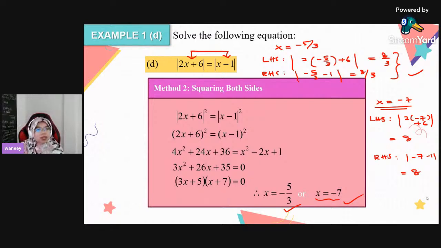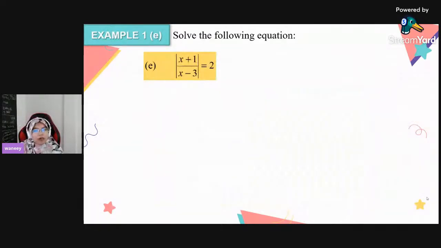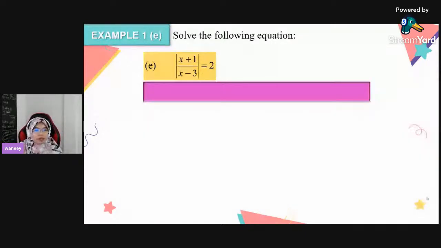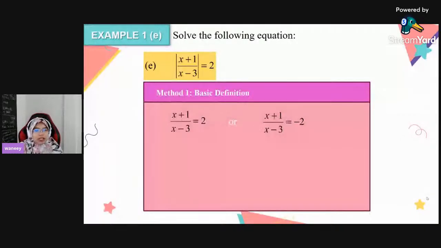Okay, so now the modulus of x plus 1 over x minus 3 equal to 2. So what happened? We are going to use the basic definition for this. Okay, so x plus 1 over x minus 3 equal to 2 or x plus 1 over x minus 3 equal to negative 2. So this is basically because the distance is 2 unit. So that is the reason why you are having either negative 2 or 2. Okay, so now I do see some equal sign over here. So that means I can bring this one up.